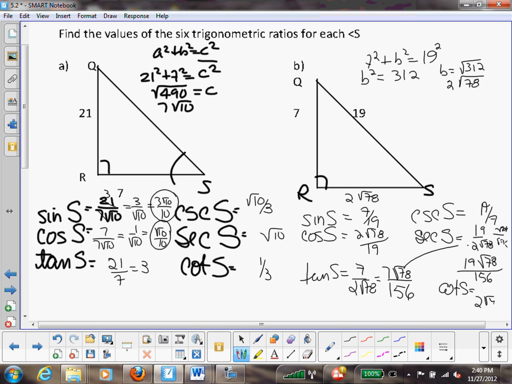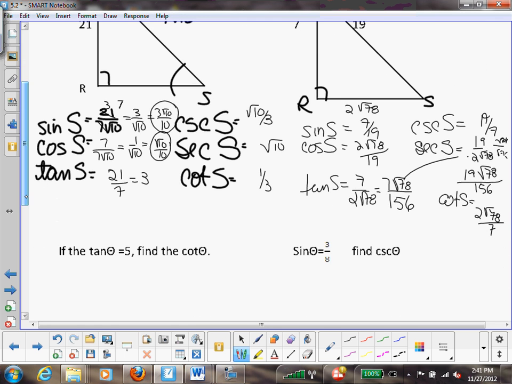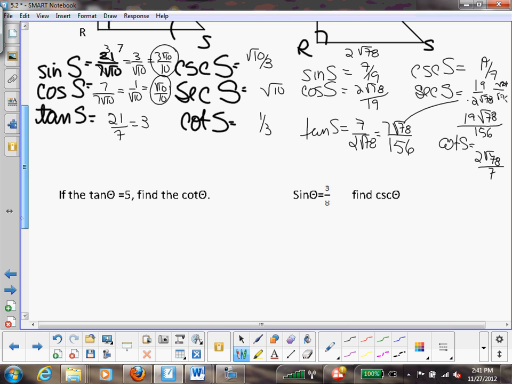Yeah, it's really good to try and not do it after you've rationalized. Go back a step and look before you rationalize to flip and find your reciprocal trig function. All right, so if the tangent of my angle is 5, then the cotangent of my angle is? If the sine of my angle is 3/8, then the cosecant is? Are we good? That was easy.